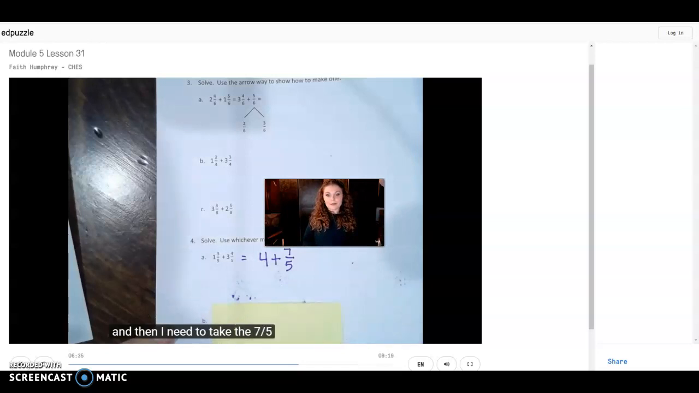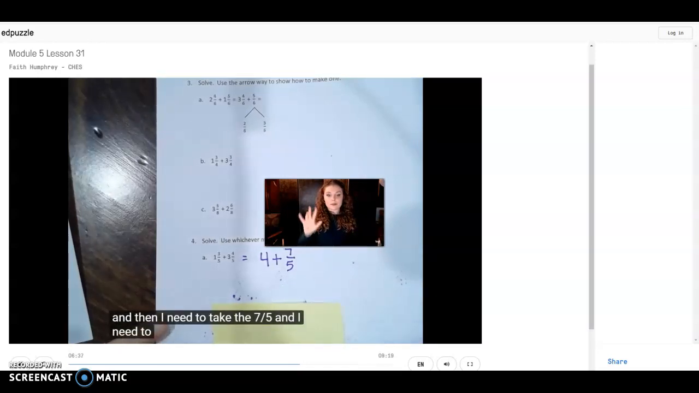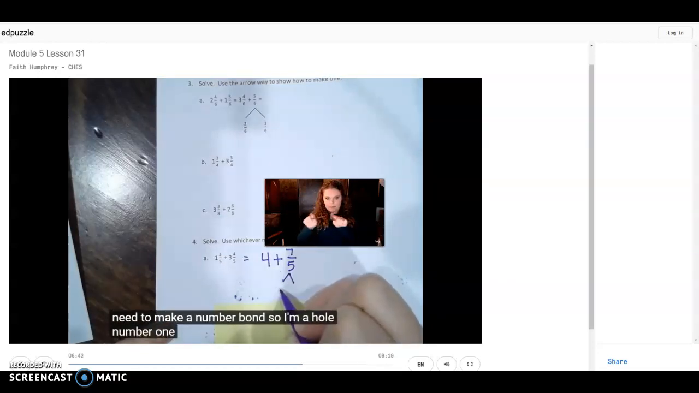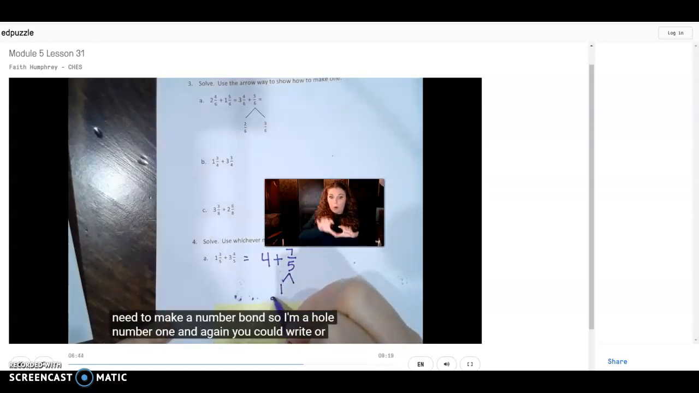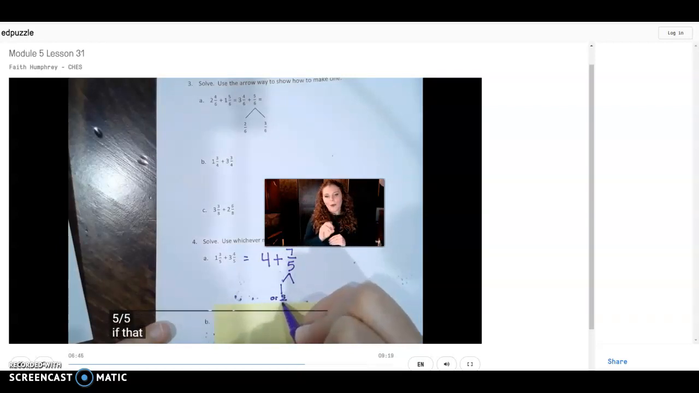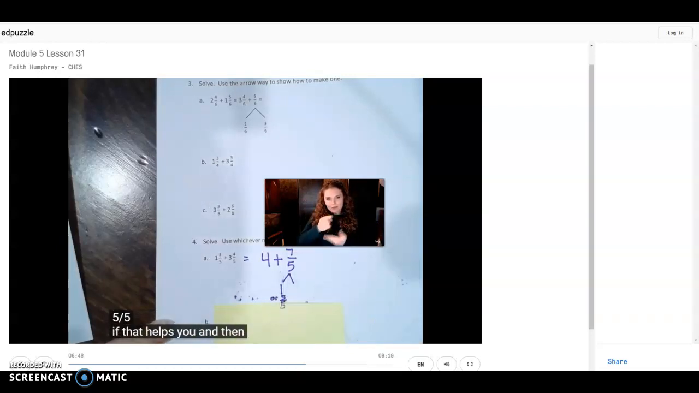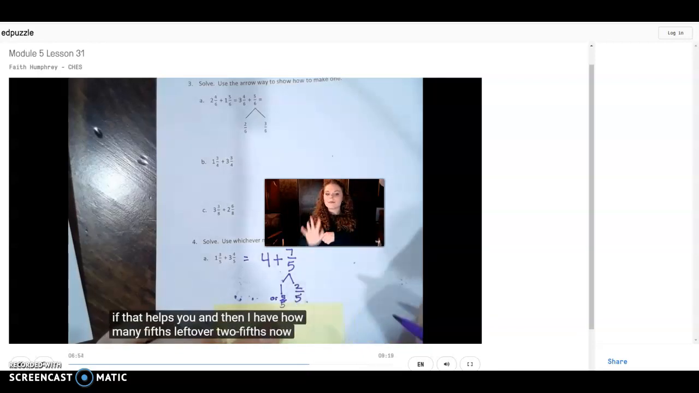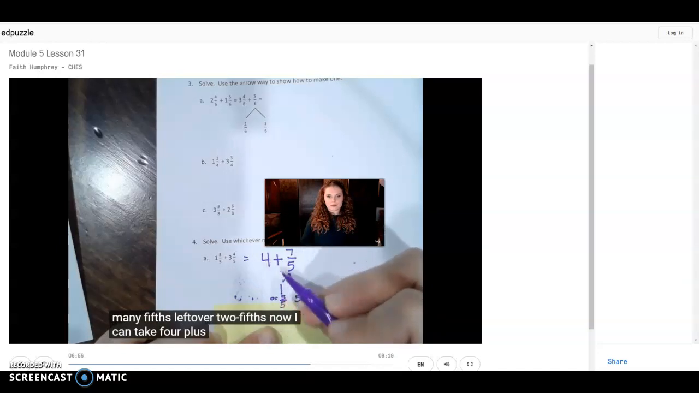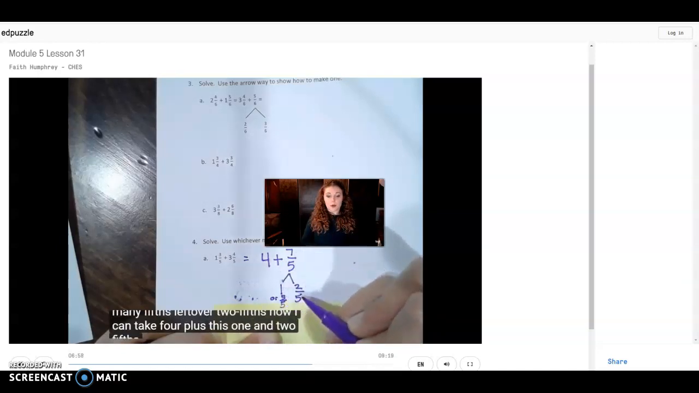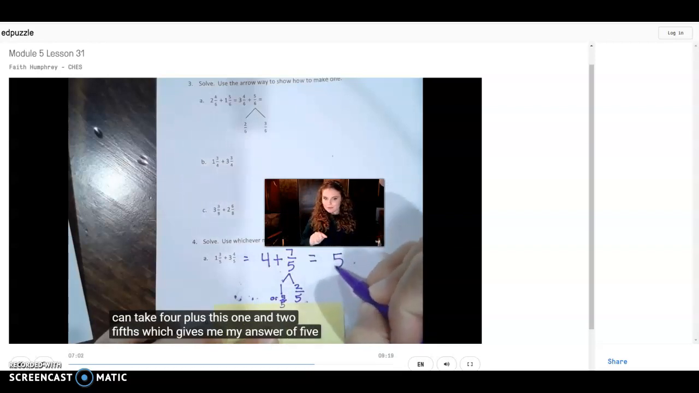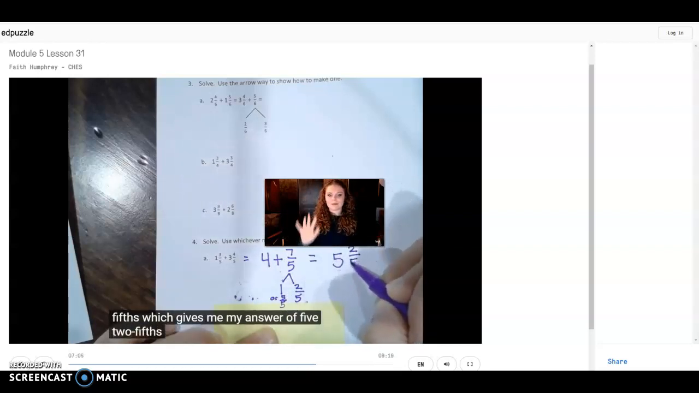And then I need to take the 7/5 and I need to make a number bond. So I have my whole number 1, and again, you could write 5/5 if that helps you. And then I have how many fifths left over? 2/5. Now I can take 4 plus this 1 and 2/5, which gives me my answer of 5 2/5.